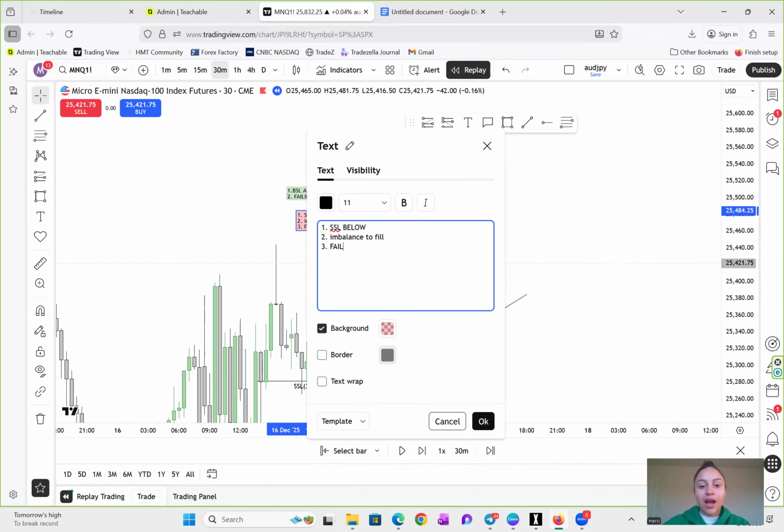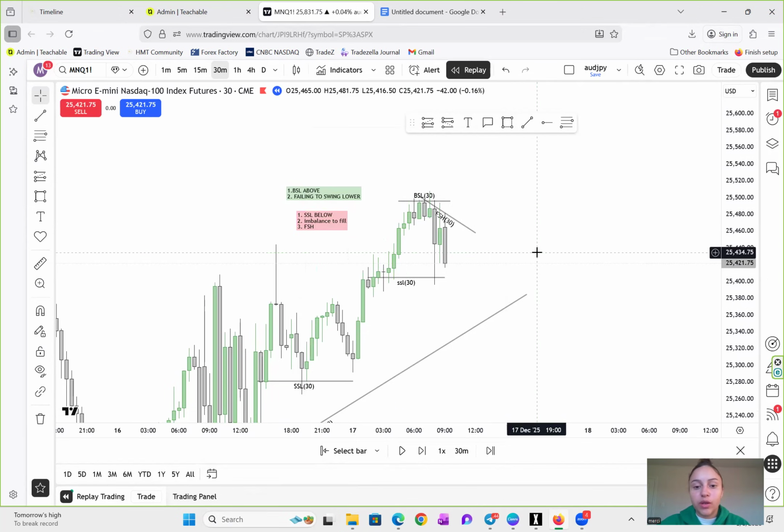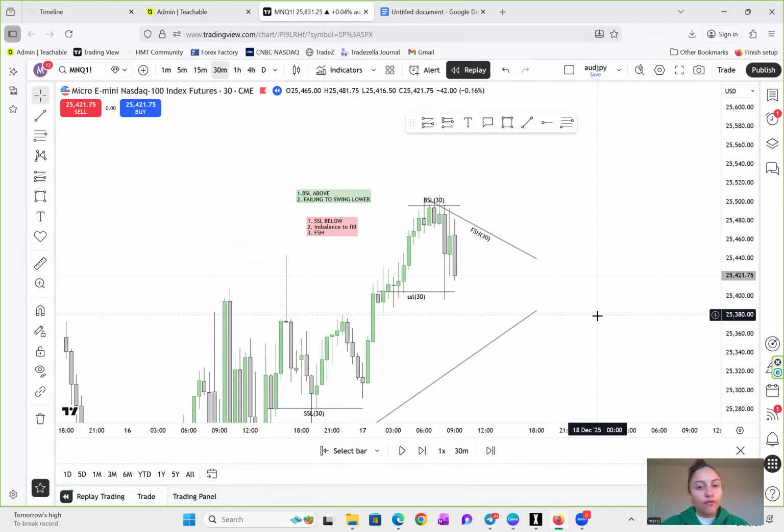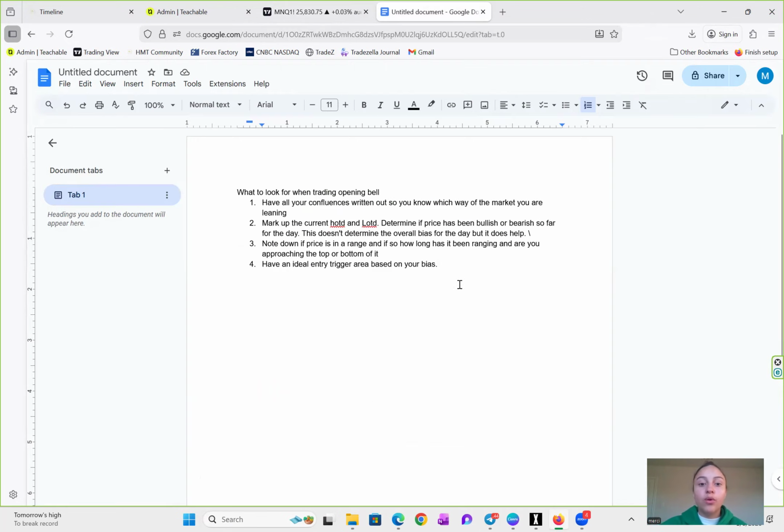So failing, I usually put FSH or failing to swing higher. Either one works. All right, so it looks like I want to look for sells. Okay, I've got my bias. I have more confluence for sells, so I'm going to be looking for sells. Next, you want to mark up the current high of the day and the low of the day. Determine if price has been bullish or bearish so far for the day. This doesn't determine the overall bias for the day, but it does help.